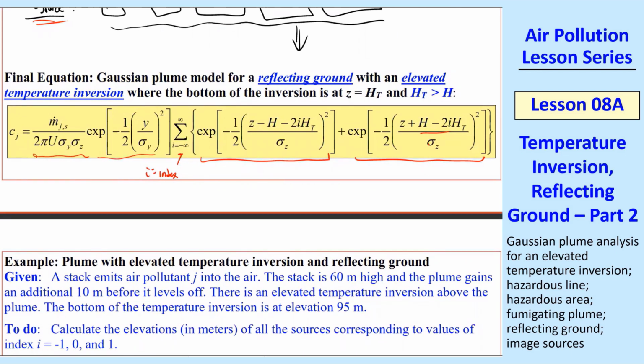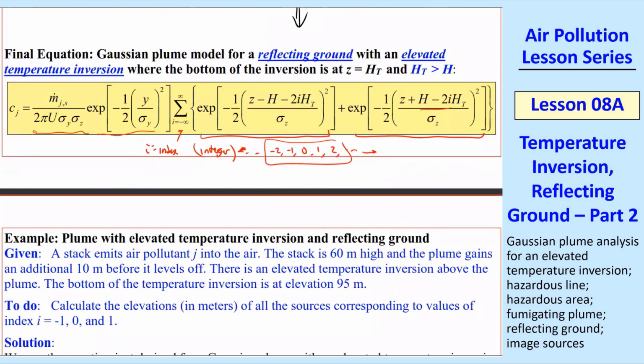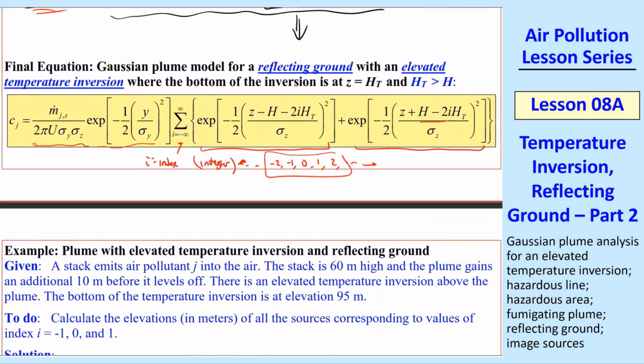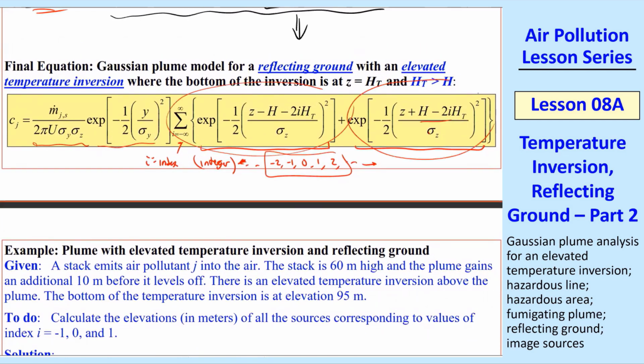I is an integer, and it goes from negative infinity to infinity. So you'll get to -2, -1, 0, 1, 2, etc., out to infinity both ways. And typically we only need, say if we were using 5, we would only use these 5 i's. Each i, however, has 2 sources. That's what makes this even more complicated, because there's one due to this term and there's one due to this term. So you have to be really careful when you do this.